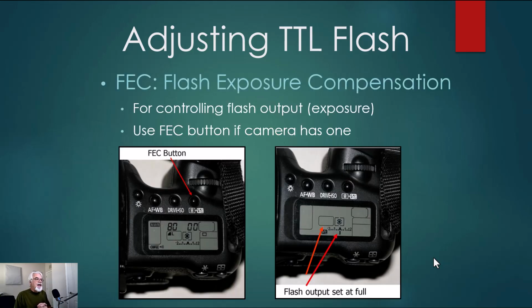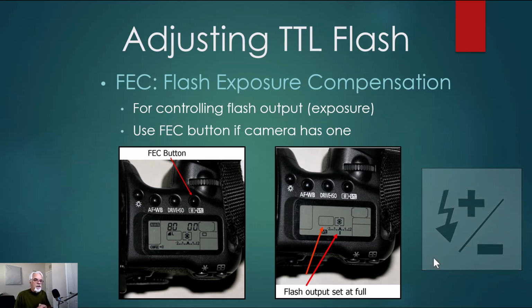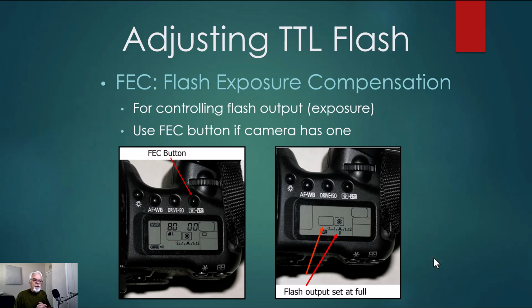So the way you do that for controlling flash, and this is again on an older Canon camera, left side, that's the FEC button. It's a dual button. It does a couple different things, but you can see that crooked little arrow with the plus and minus sign next to it. That is flash exposure compensation for changing the output level of the flash. Then on the right photo, you'll notice that currently the flash is set to full output level, so no flash exposure compensation has been applied yet.